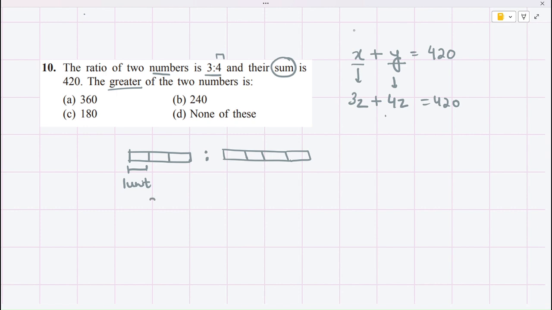So this here will be equal to 3z and this will be equal to 4z here, right? And this particular one thing will be equal to z, which will be our highest common factor. That also we'll discuss here. So if we add these, now we need to add them and then find out the value of z.